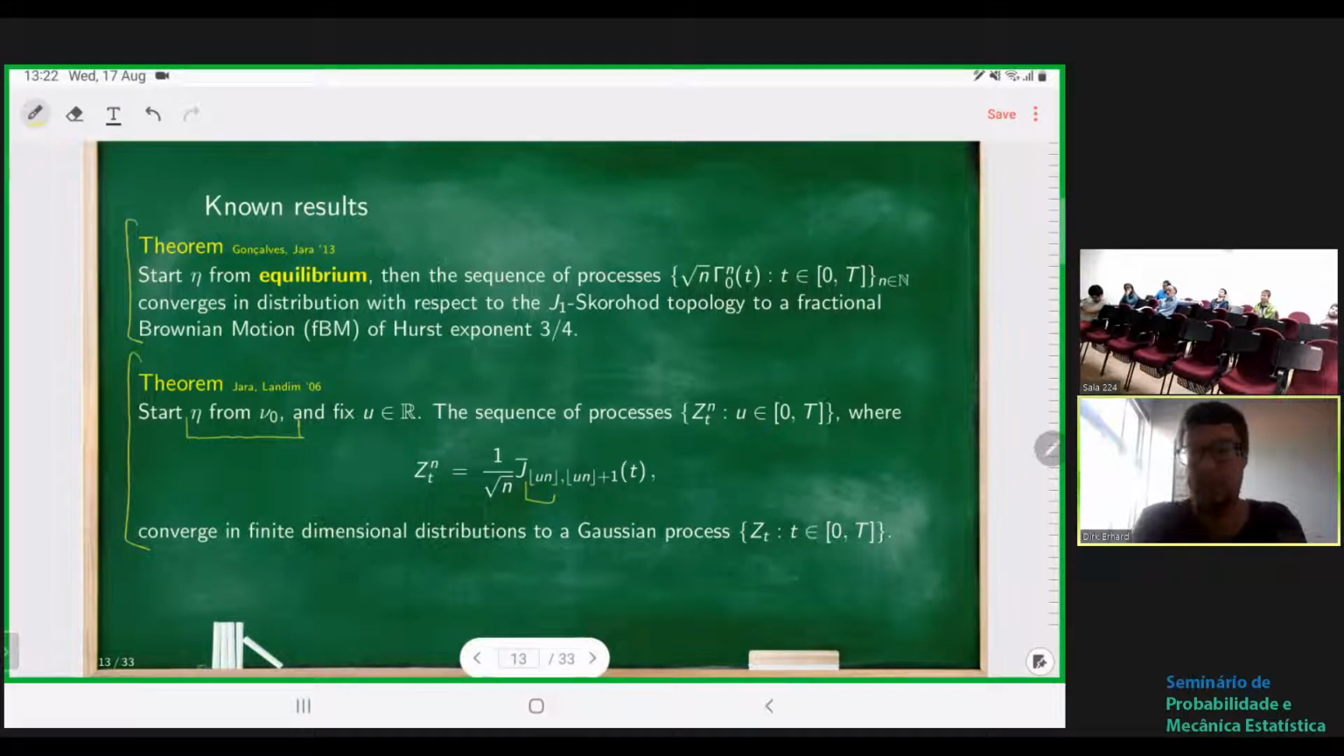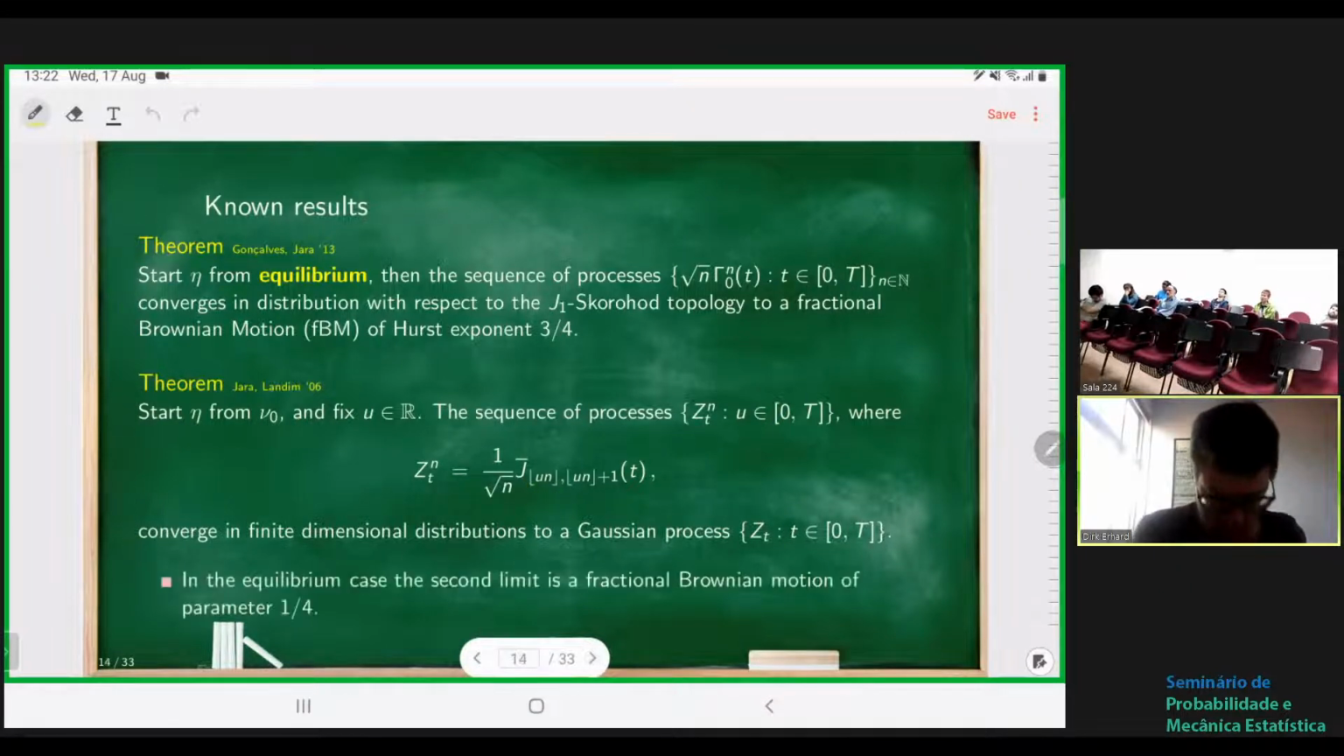And the answer is actually yes, we can do it. So in the equilibrium case, in the second result, the limit is again a fractional Brownian motion, but of parameter 1/4.